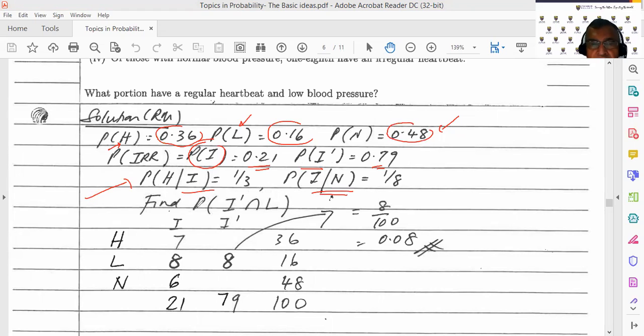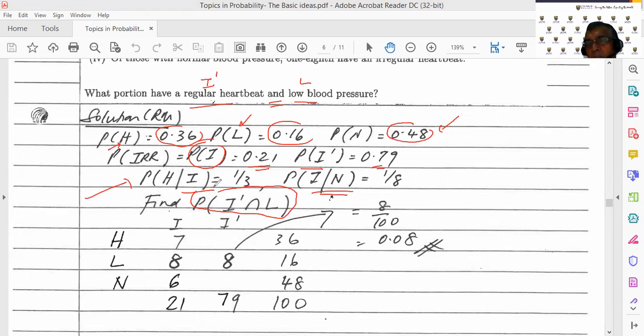They're conditional, and make sure you know what they want at the end of the question. They want what proportion have regular heartbeat and low blood pressure. What's the operative word? This one: and low blood pressure. So please be a bit careful. Regular heartbeat means what? I prime. And low blood pressure is L. So this is what they want: I prime intersect L.